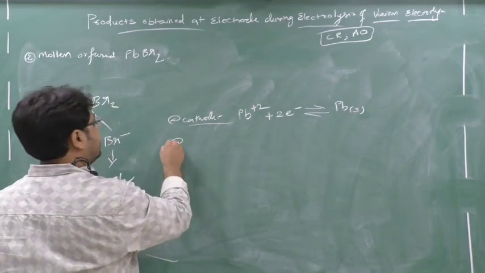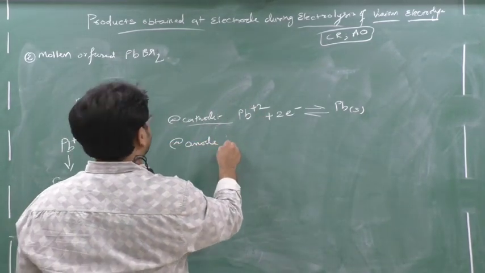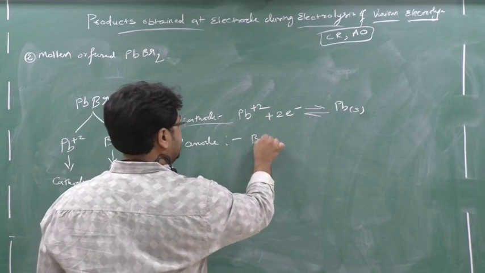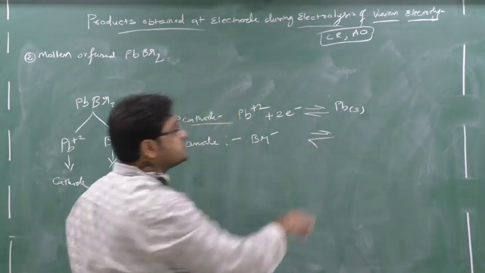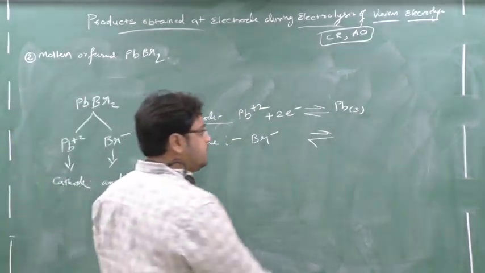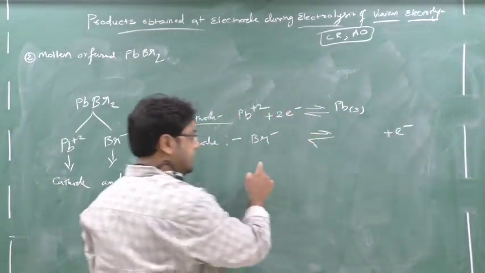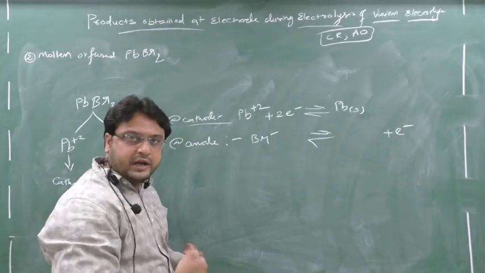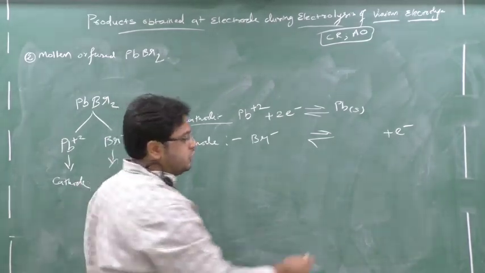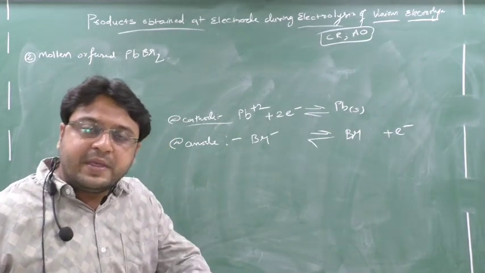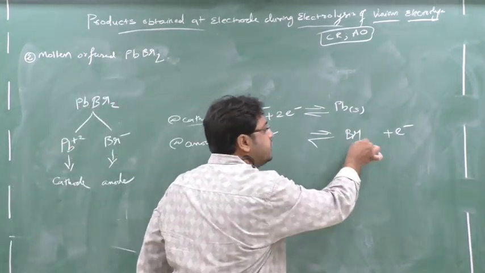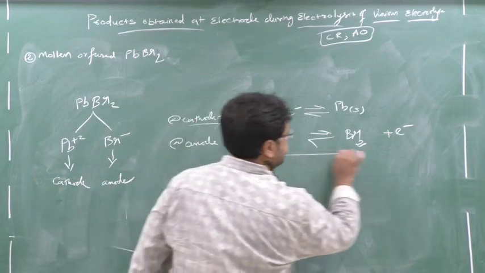Clear? At anode, Br minus will go. See here. And at anode what occurs? Oxidation. Yes or no? Oxidation means loss of electron. So electron will be lost. See here, this Br minus has gained one electron, and the gained electron is lost. So what will it convert into? Br. But I told you, fluorine, chlorine, bromine, iodine, they are diatomic molecules. So it will form Br2. Clear? Now balance the reaction.